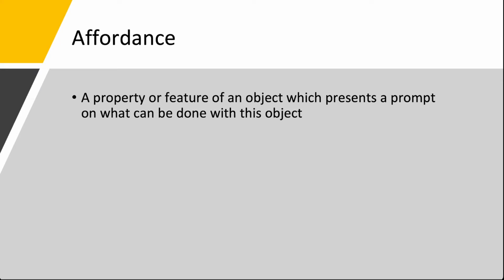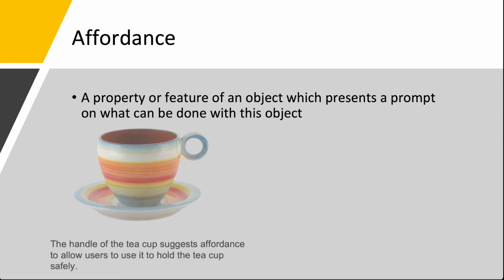Next, we're going to talk about affordance. Affordance is a property or feature of an object which presents a prompt of what can be done with this object. For example, if a teacup has a handle like this, you know that this is meant for you to hold because the teacup is hot.